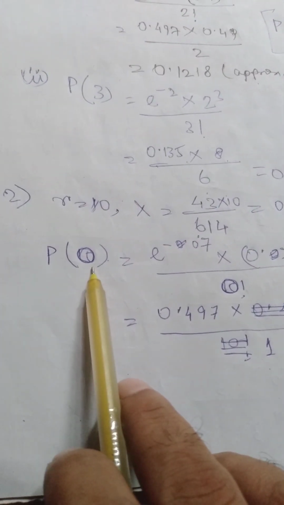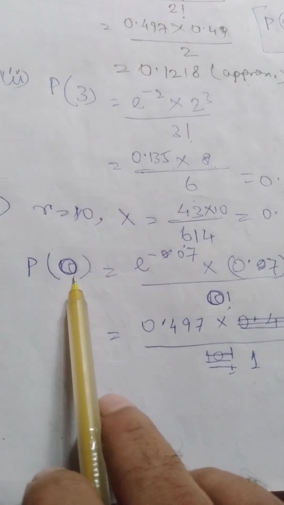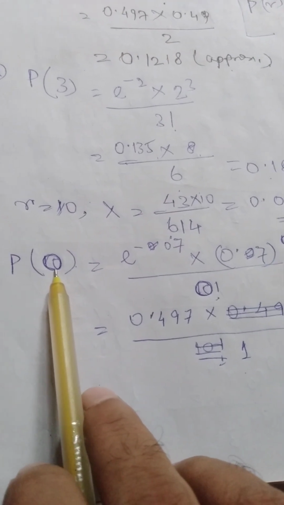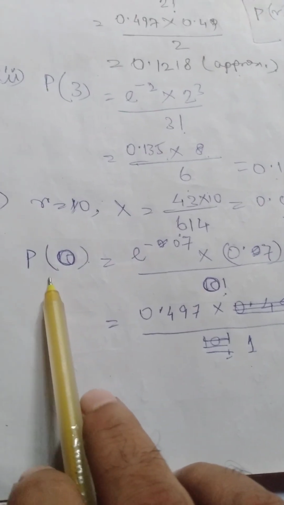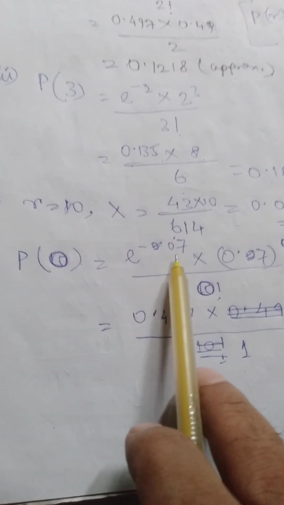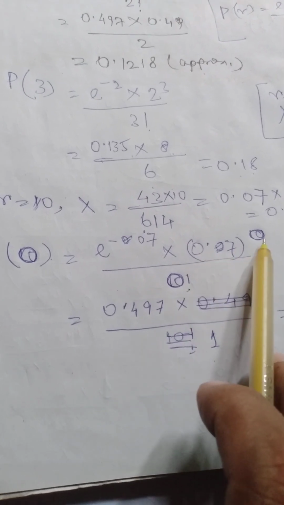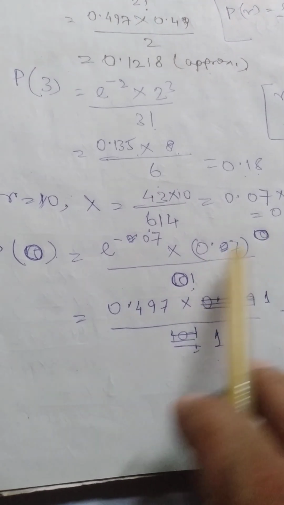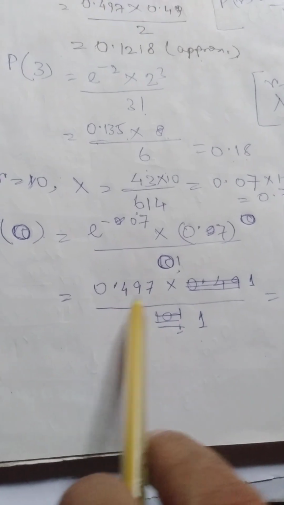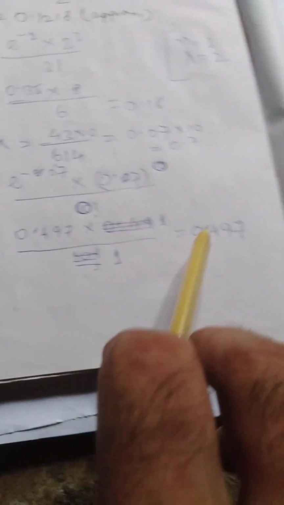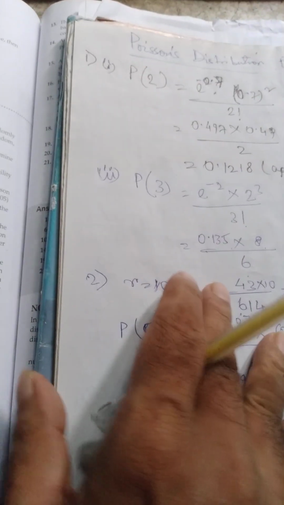Therefore P0, क्योंकि आपको कोई डिफेक्टिव नहीं चाहिए, फ्री फ्रॉम एरर्स है, इसलिए P0 equals e raised to minus 0.7 into 0.7 to the power 0 divided by 0 factorial, 0.497 into 1 divided by 1, make it 0.497. नेक्स्ट क्वेश्चन नंबर 3.